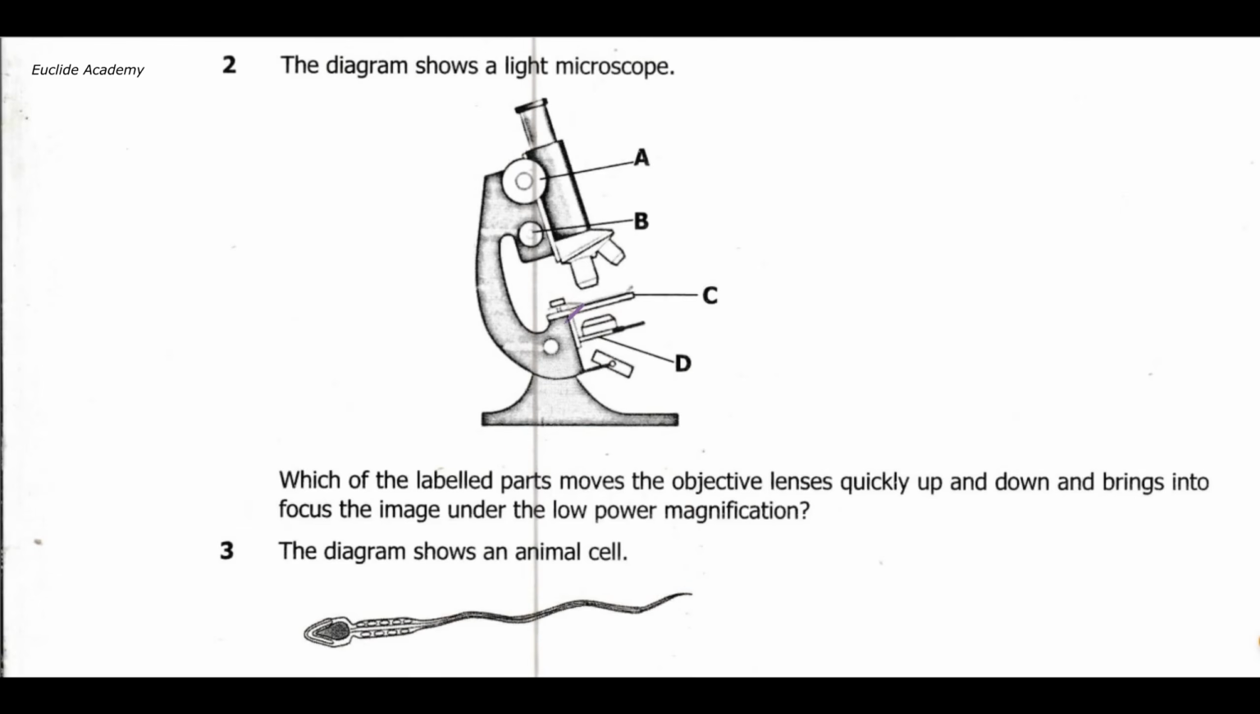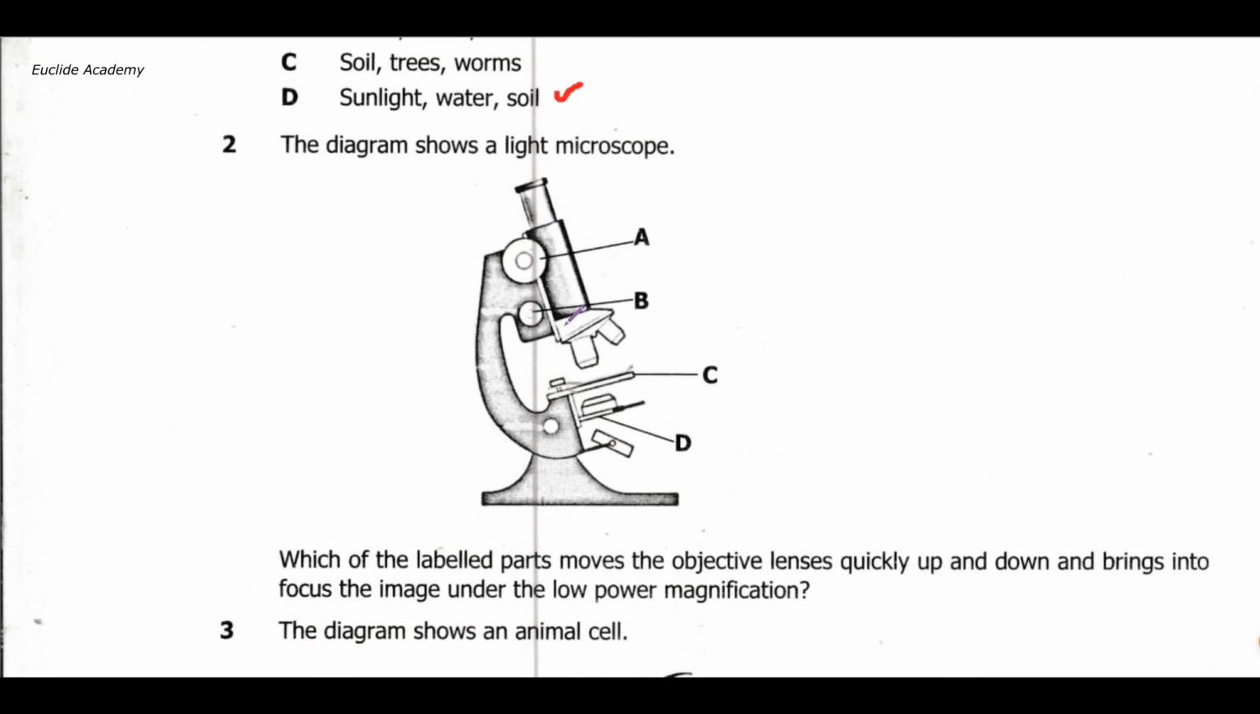Then we jump to the second question. The diagram shows a light microscope. Which of the labeled parts moves the objective lenses quickly up and down and brings into focus the image under the lower power magnification? This is a light microscope, and there are a few parts shown here. A is the coarse adjustment, what we call the adjusting knob, then this is the fine adjustment, and then you have got the stage.